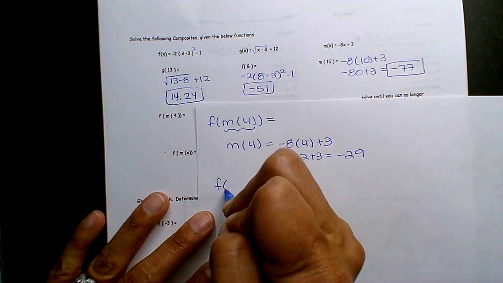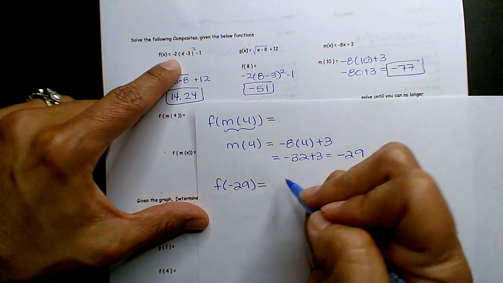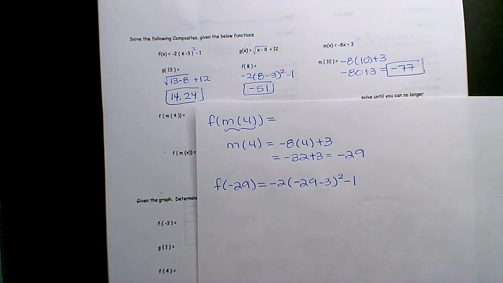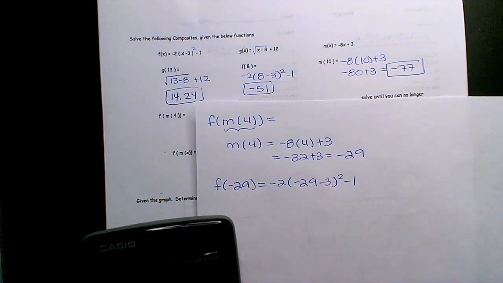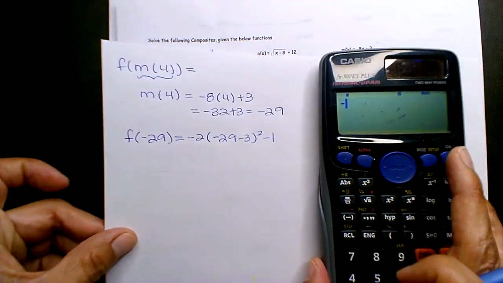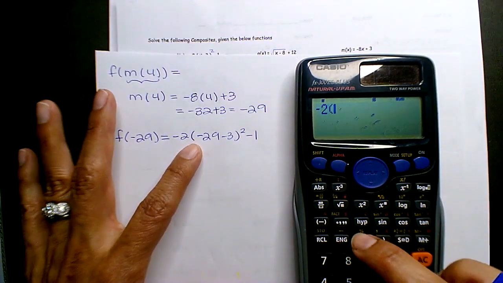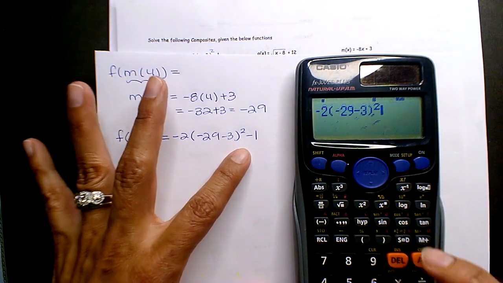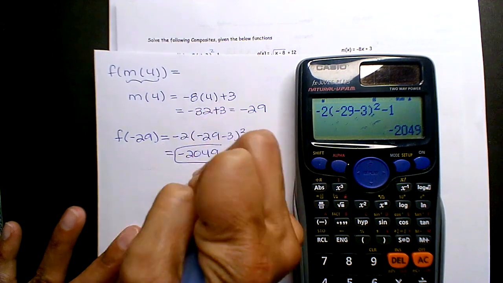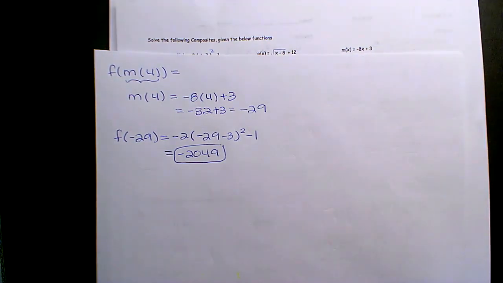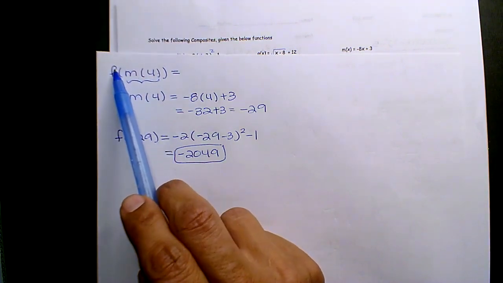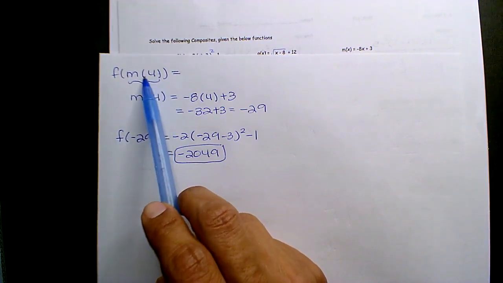So that means it's now going to become f of -29 substituted into here, because it's going outward. -29 minus 3 squared minus 1. And so you can throw that into the calculator because -32 squared is a really big number. You get -2049. Like half of you guys got that. You start in and you work out. Some of you are taking the 4 and putting it in the f and then going to the m. It works inward, outwards.